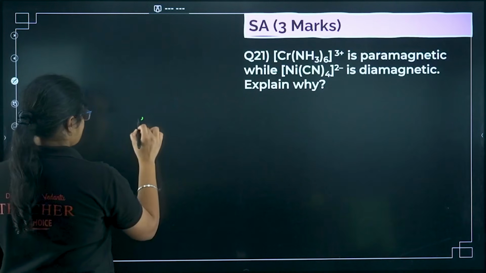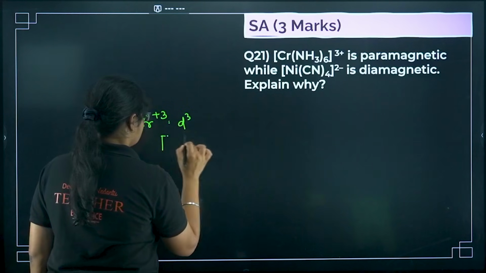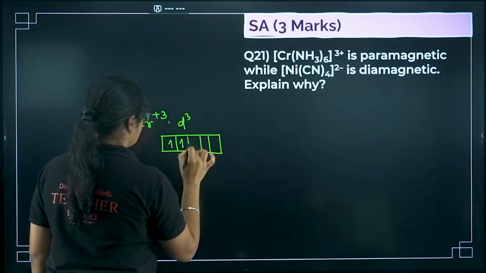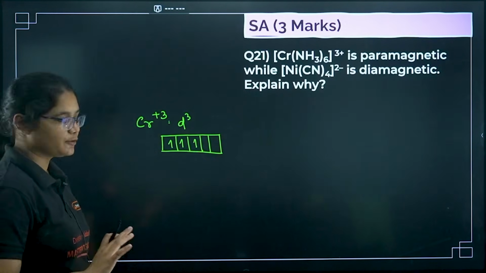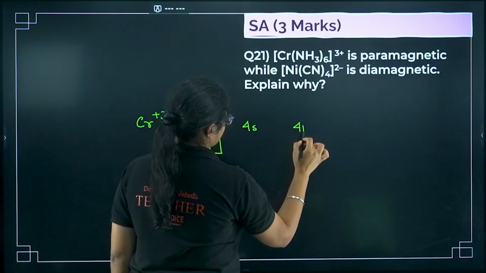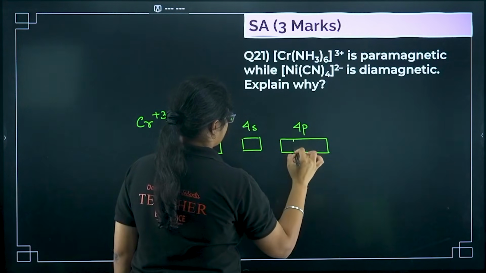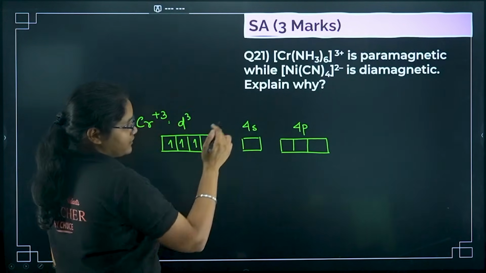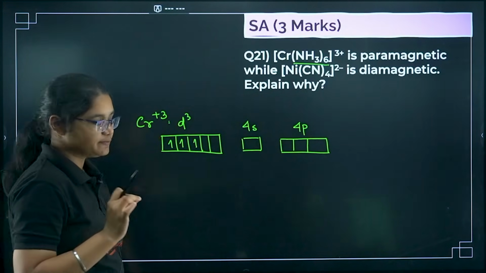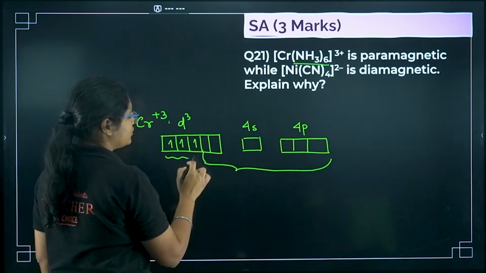Now let us see the structure of chromium. It is plus 3. Chromium plus 3 is d3. Here we have 1, 2 and 3, d3 electrons. Now what will happen? This is d, this is 4s and this is 4p. Now for the hybridization, the coordination number is 6 here. So we need 6 empty orbitals. You see that 6 empty orbitals are already available here, which means you don't have to do any pairing.